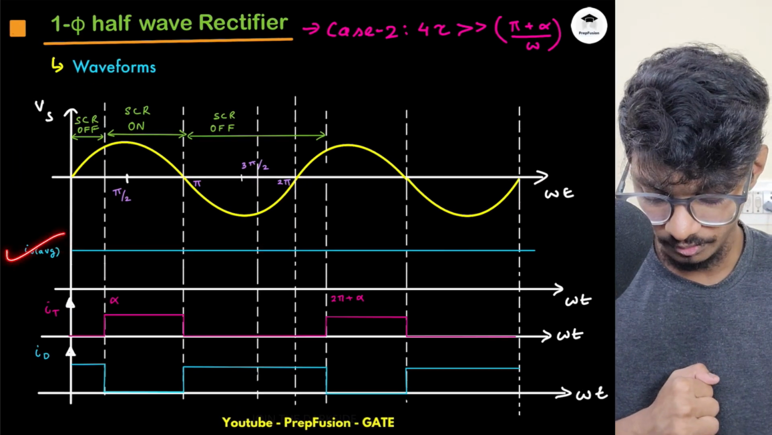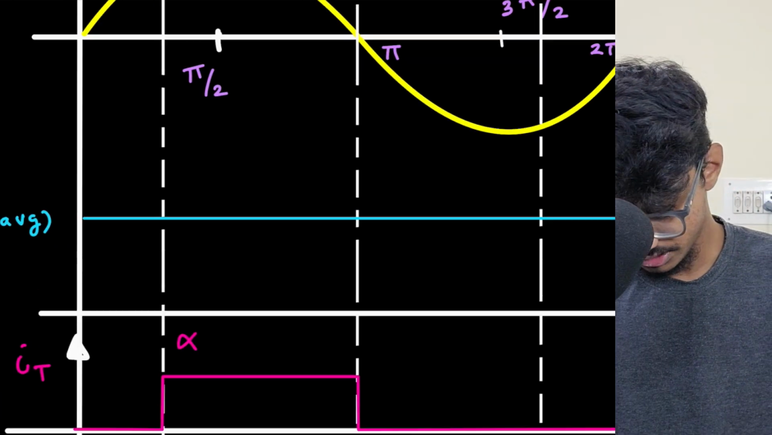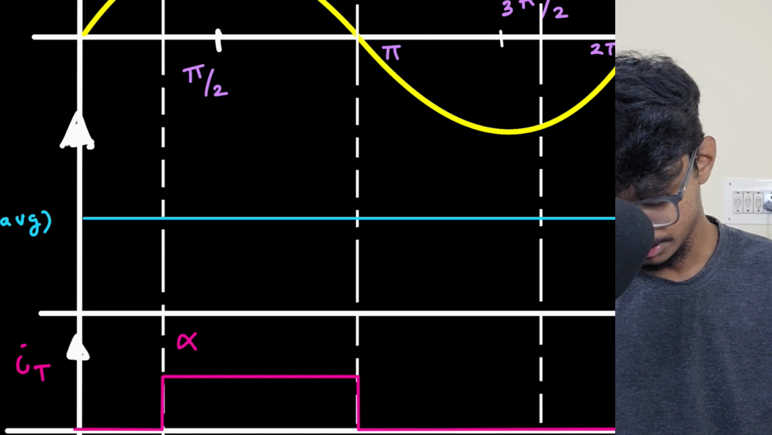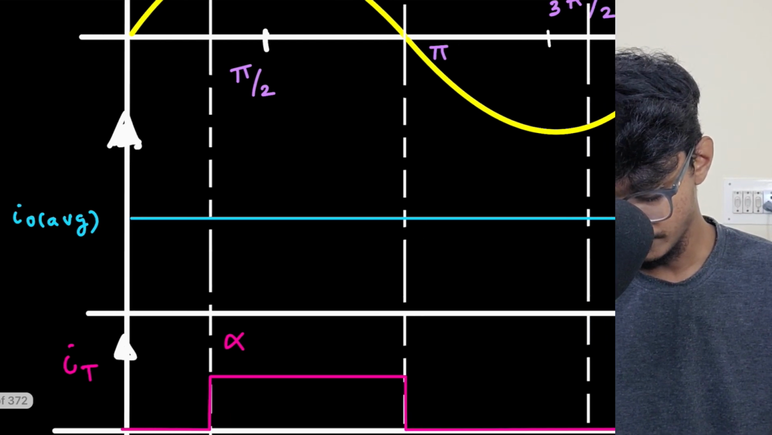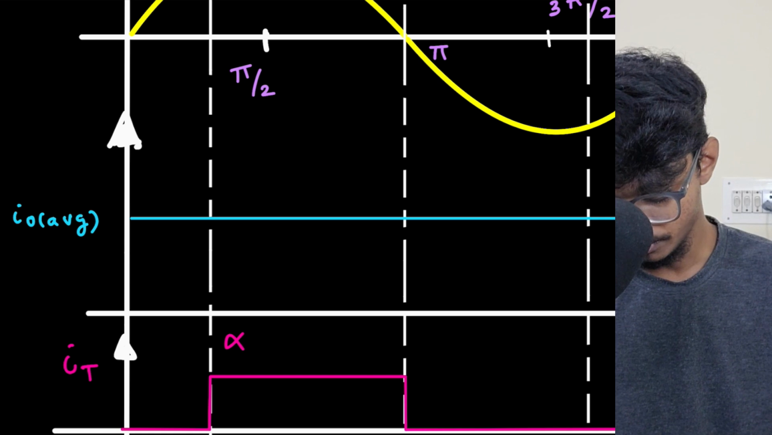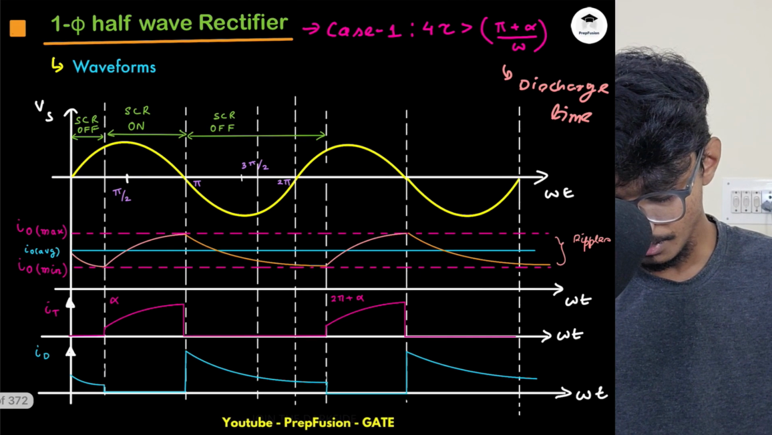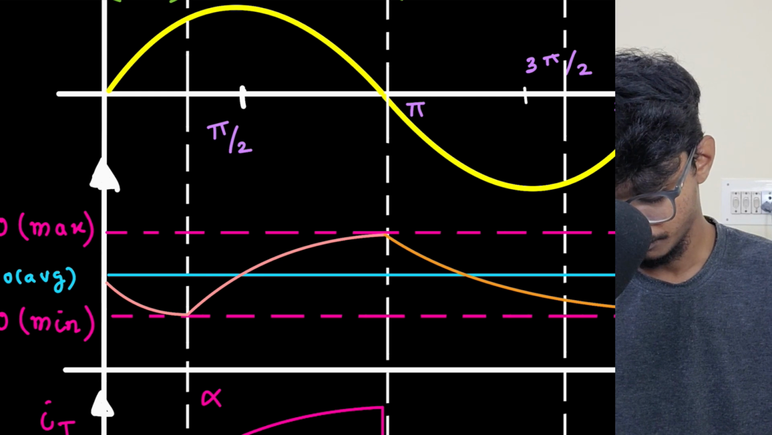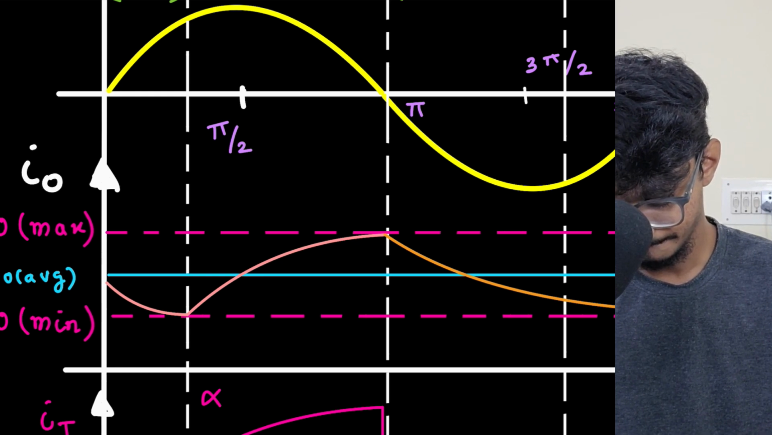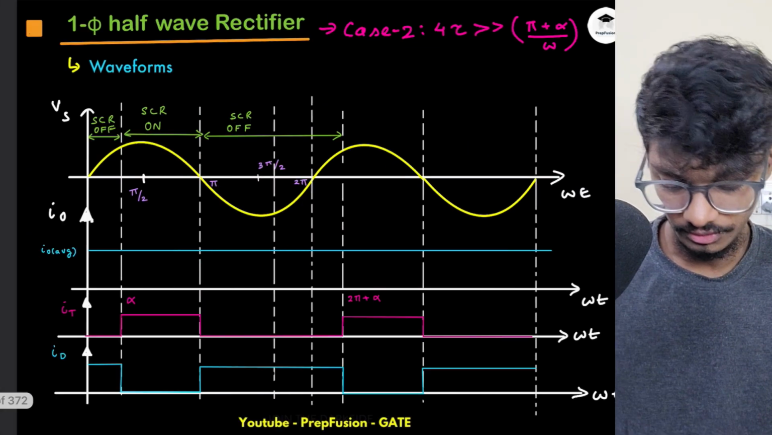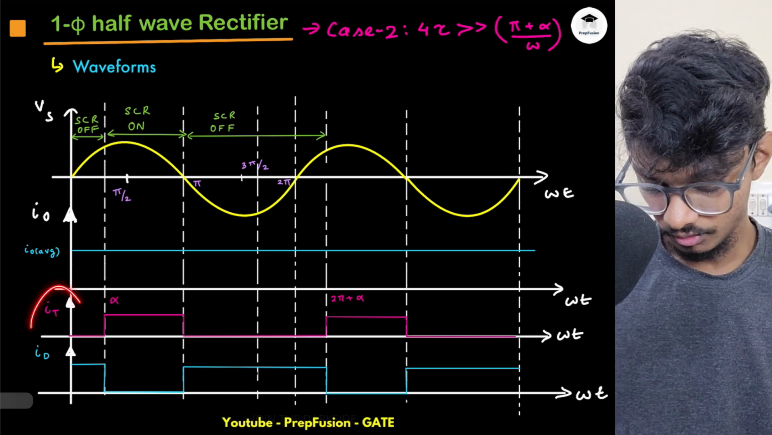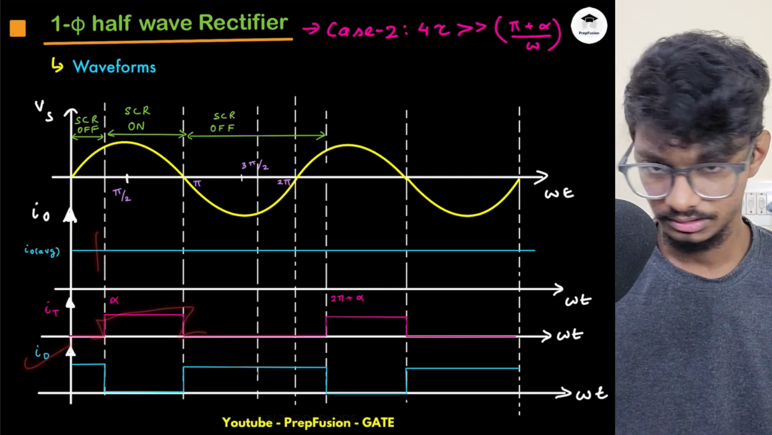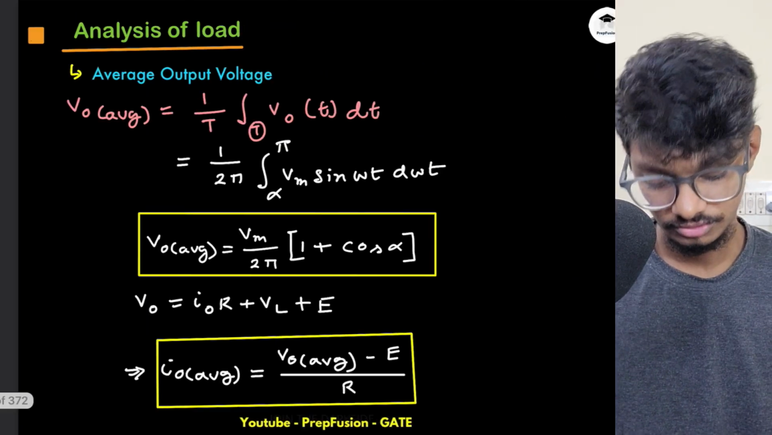So this current, this IO, this is the IO waveform, current waveform. This will be constant. Whenever the time constant is very, very large, this will always be constant. So this is my IO waveform. Now, whenever the SCR is on, the thyristor will carry that constant current. Whenever the diode is on, the diode will carry that constant current, so it will be almost the same.